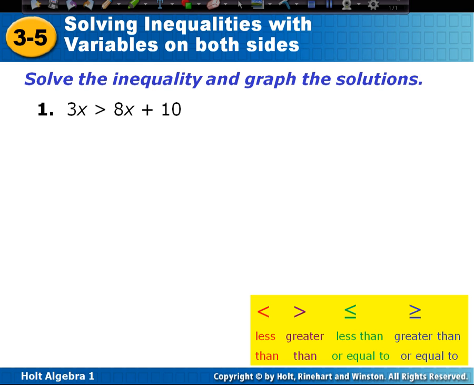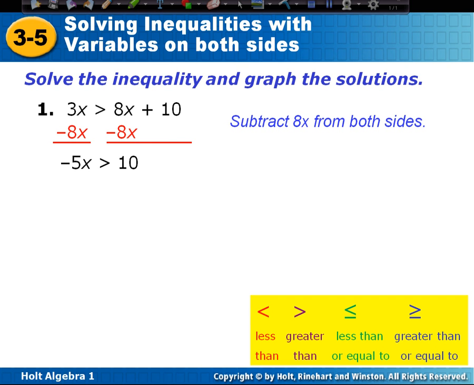Okay, so number 1 says 3x is greater than 8x plus 10. We're going to solve this pretty much the same way we do if it was an equation. We have variables on both sides, so I need to get the one from the right to the left. So I'm going to subtract 8x from both sides, and I get negative 5x is greater than 10. Now I need to move the negative 5, so I'm going to divide both sides by negative 5.